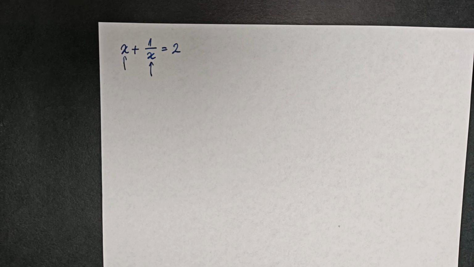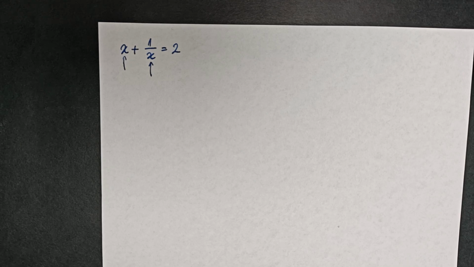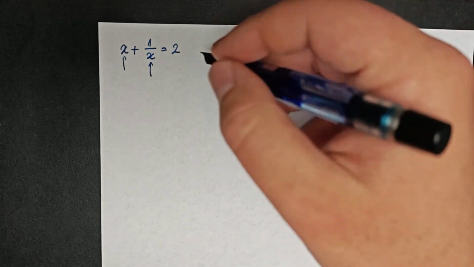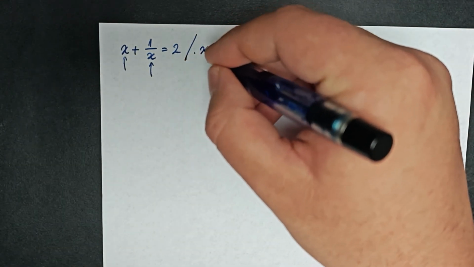to first get that x out of the denominator. If we don't do that, we can't solve the equation for x. So that is clearly our priority. We can get this x out of the denominator by multiplying the entire equation by x.